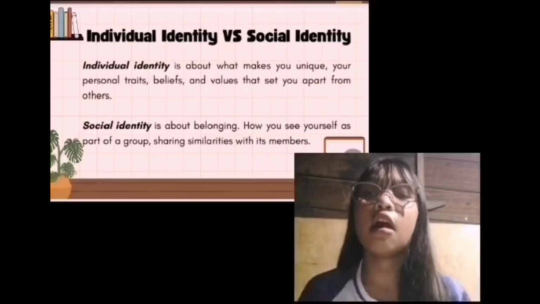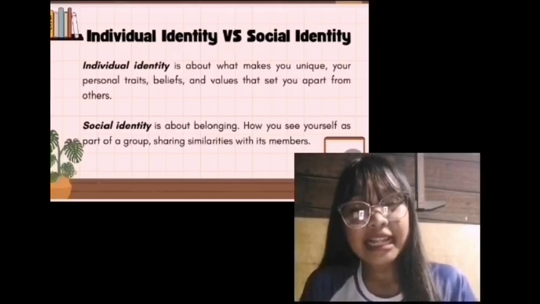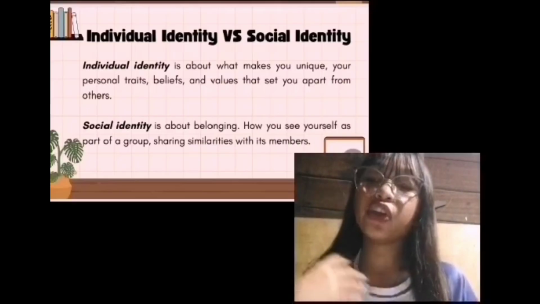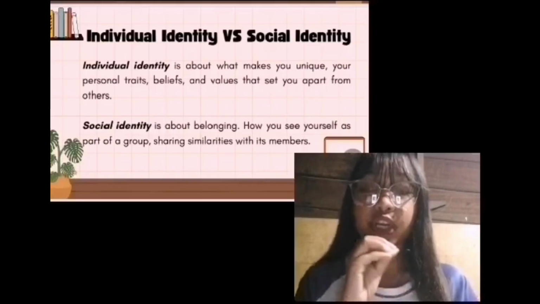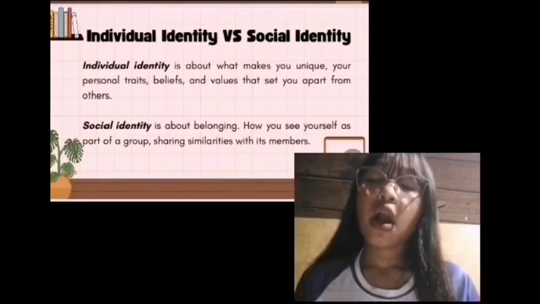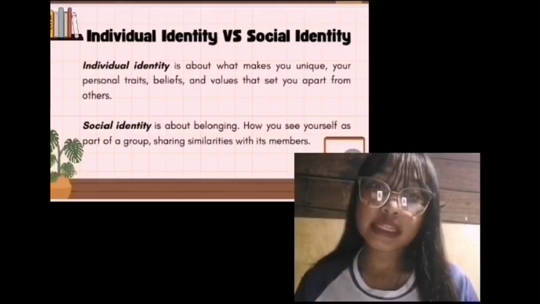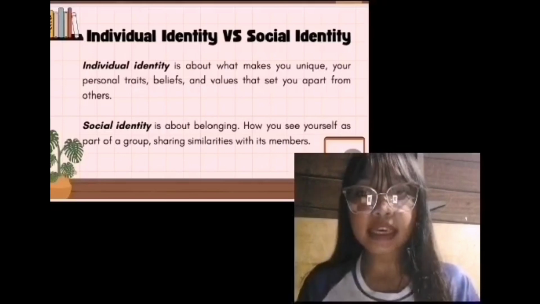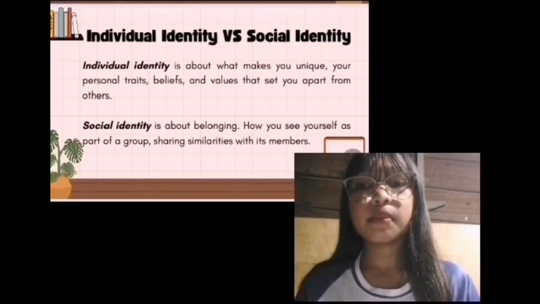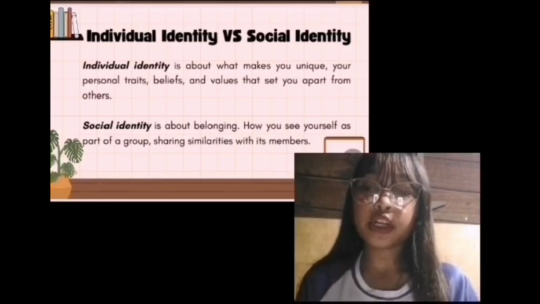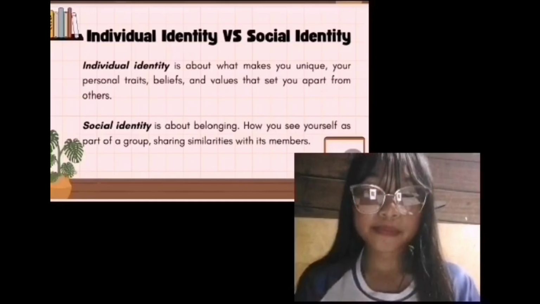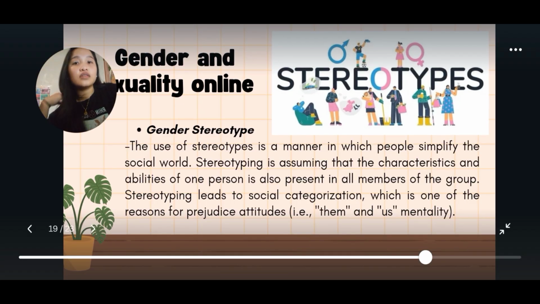To summarize it all, public self versus private self is how you act in front of others versus who you really are inside. Well, individual identity versus social identity is what makes you personally unique versus what makes you part of a group or a community. And we'll go through gender and sexuality online.